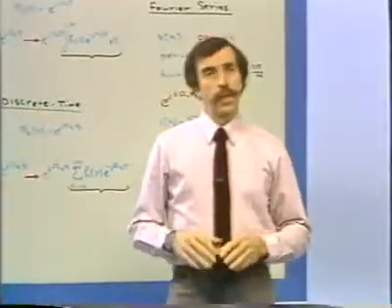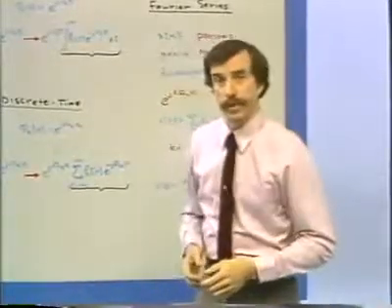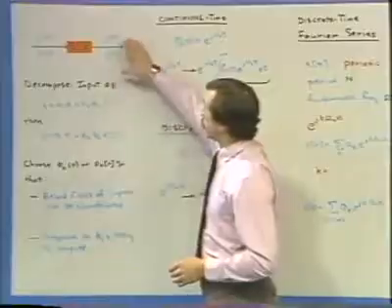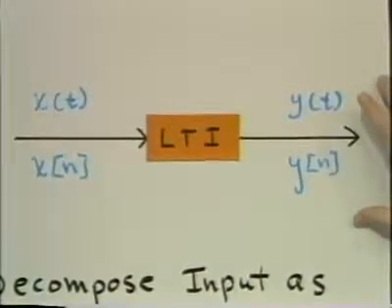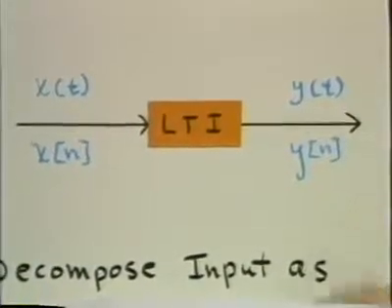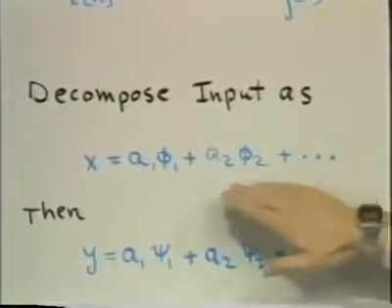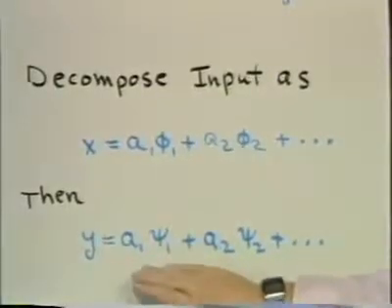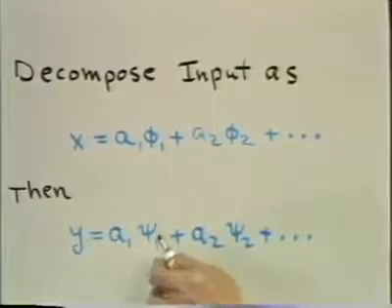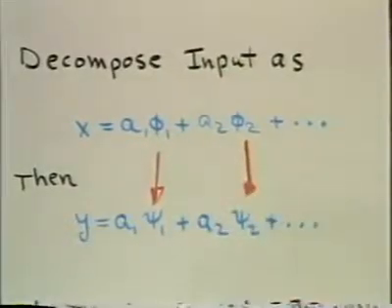The idea is that we wanted to exploit the properties of linearity and time invariance for linear time invariant systems. So in the case of linear time invariant systems, the basic idea was to consider decomposing the input as a linear combination of basic inputs. And then because of linearity, the output could be expressed as a linear combination of corresponding outputs, where psi sub i is the output due to phi sub i.